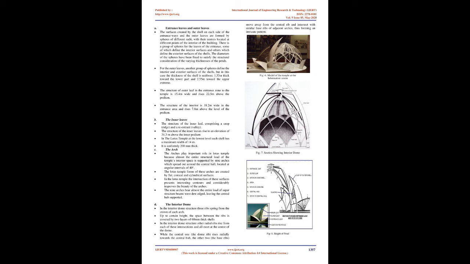Complex geometry in simple terms is described below. A. Entrance leaves and outer leaves. The surfaces created by the shell on each side of the entranceways and the outer leaves are formed by spheres of different radii, with their centers located at different points of the interior of the building. There is a group of spheres for the leaves of the entrance, some of which define the interior surfaces and others which define the exterior surfaces of the shells. The diameters of the spheres have been fixed to satisfy the structural consideration of the varying thicknesses of the petals.